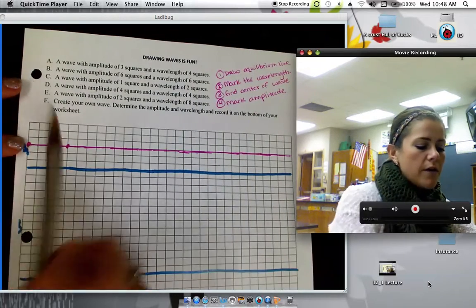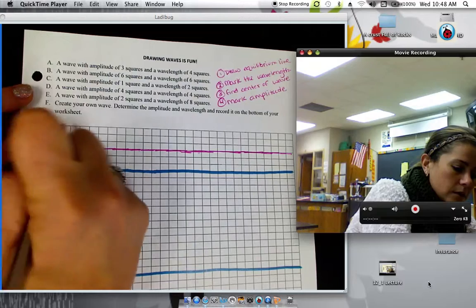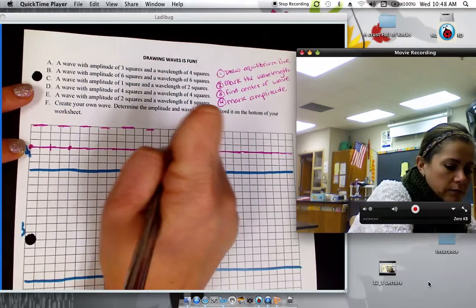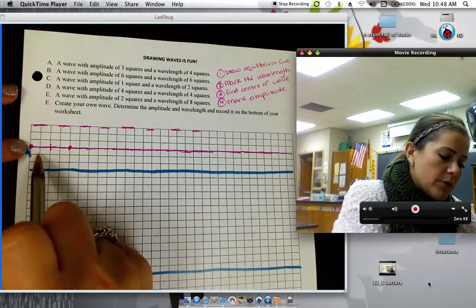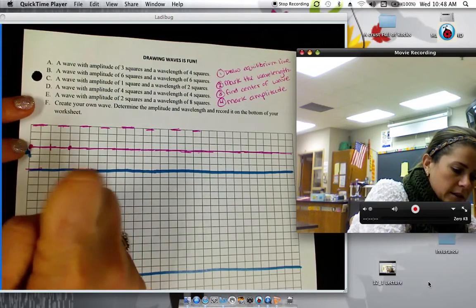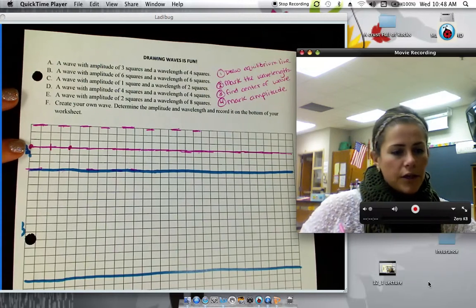All right, so if I count up 1, 2, 3, 3 squares, my wave should never pass this hashed line, all right? So it will never pass that hashed line. If I count down 3 squares, 1, 2, 3, my wave should never pass this line, so this blue line here. All right, so let's continue.